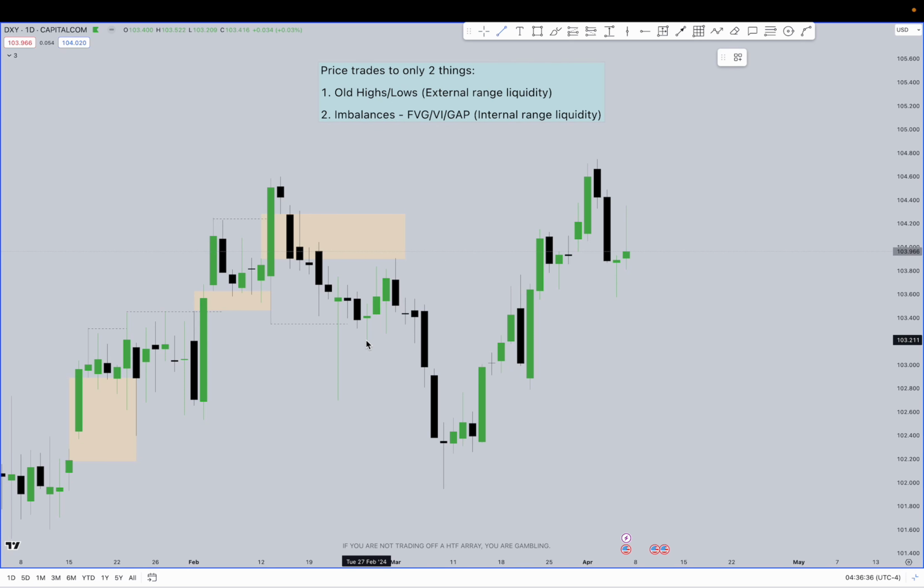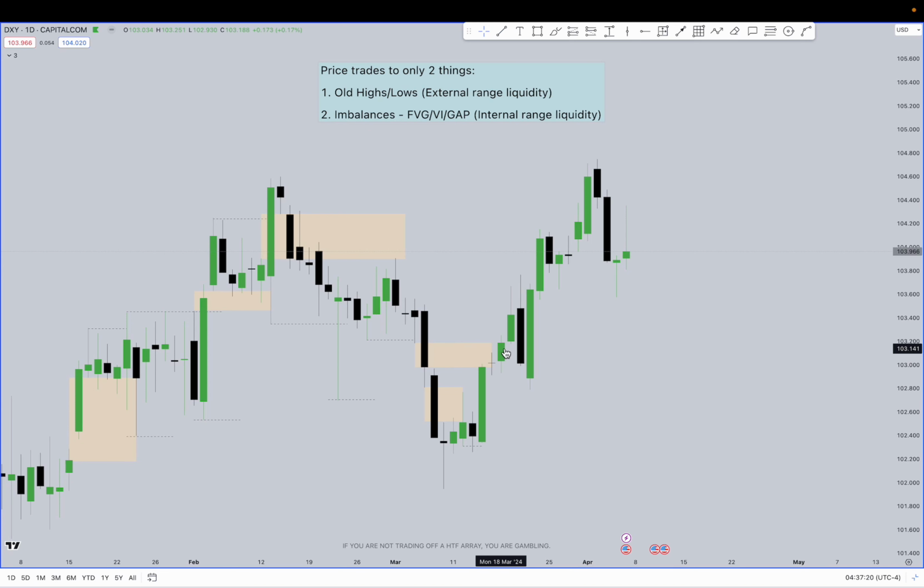Where does price go? We have the external range liquidity here, also here, also here. So it was a massive push down. So we took out all these external range liquidity. And where is internal range liquidity after that? We have a fair value gap right here. After we took out internal range liquidity, we took out external range liquidity. What happens after external range liquidity? Back to internal range liquidity, we have a fair value gap, volume imbalance, with another fair value gap right here.